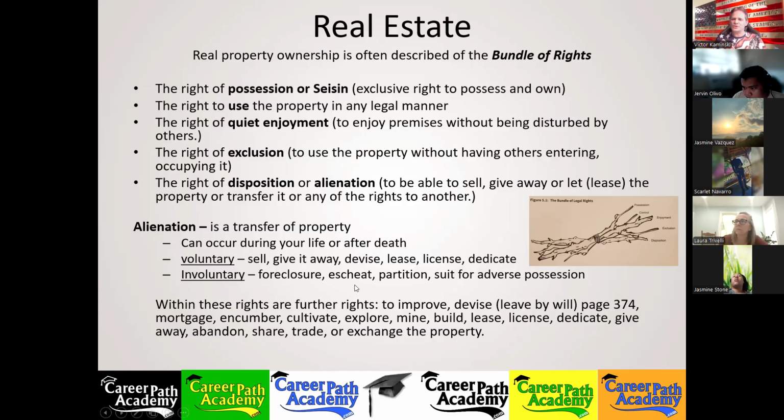Escheat. Escheat is when you die and you do not have a will. So you die what's called intestate, that's without a will, and no heirs can be located. Those are your natural blood relatives that could lay claim to your estate. So the property will revert to the state. So the state escheats you out of your property.